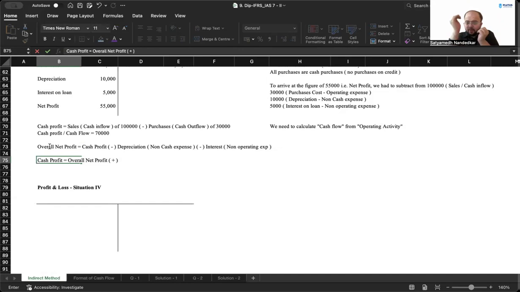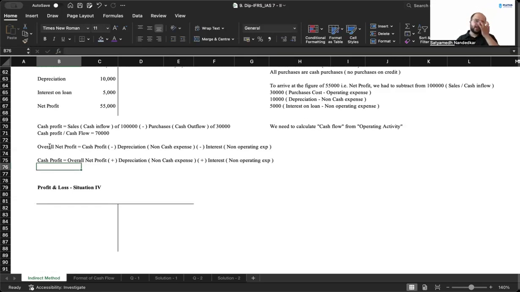While arriving at net profit, you had subtracted depreciation and you had subtracted interest from the cash generated of 70. So if you have to go back to it, you will have to add back the amount of depreciation, a non-cash expense, and you will also have to add interest, which is a non-operating expense. So the point that I'm trying to make is, what all items should you add back?